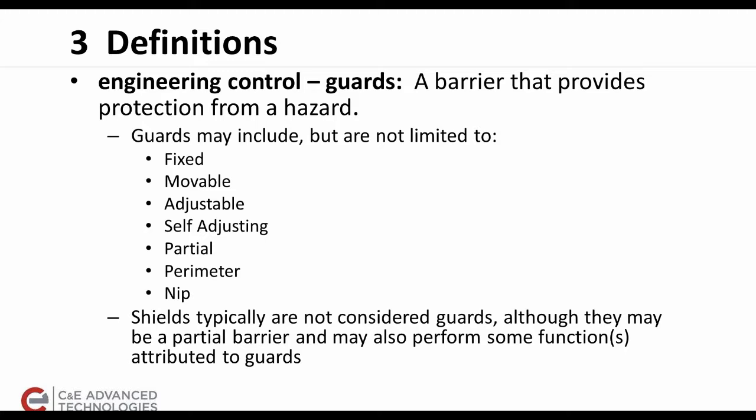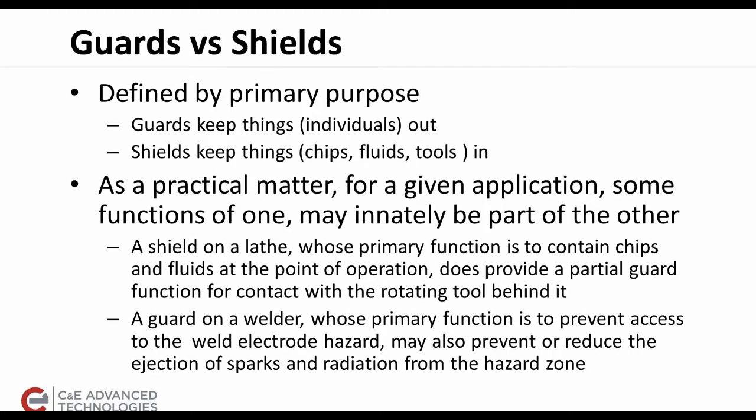Shields are typically not considered to be guards, although they are a partial barrier and may also perform some functions that are typically attributed to guards. One way to look at it is that they're defined by their primary purpose. Guards keep things, specifically individuals, out. Shields keep things like chips, fluids, tools, and so on in. It is, however, true that a guard or a shield may also perform the function of the other.